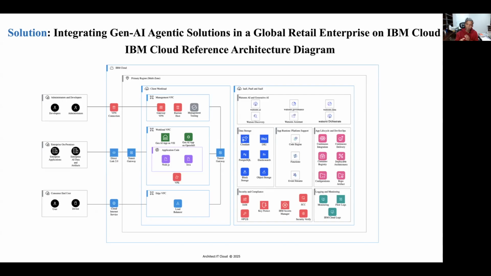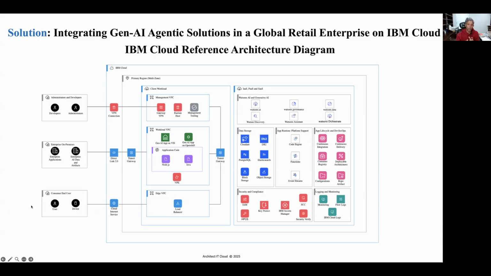This architecture is available in public. You can go and view this architecture. So if you look at this architecture, we can easily understand how the administrators and developers can communicate to the system through the VPN connection, and also how on-premises enterprise applications are maintained, and how they can be leveraged with the help of the hybrid cloud platform.